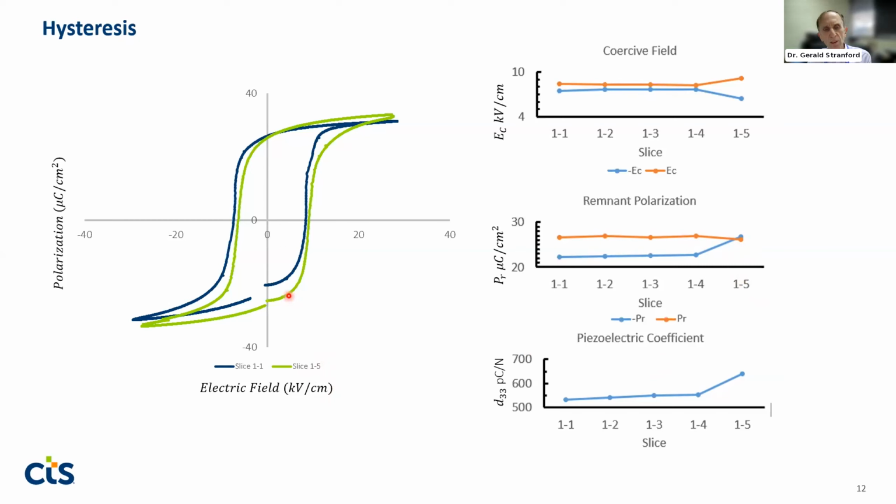But that one seems to have a hysteresis loop that is shifted a little bit, which suggests that there's a little bit of an internal bias field present in that material. Whereas the other ones, I just showed one for clarity's sake, but slices 1 through 4 in this case were all similar. As you see over here, where I plotted P sub R and E sub C, they were very similar, and it was just that last piece that showed the anomalies.